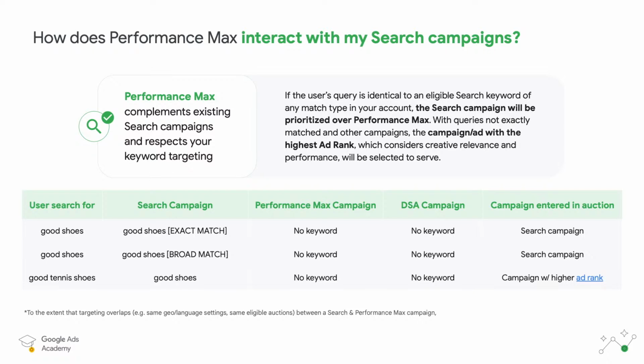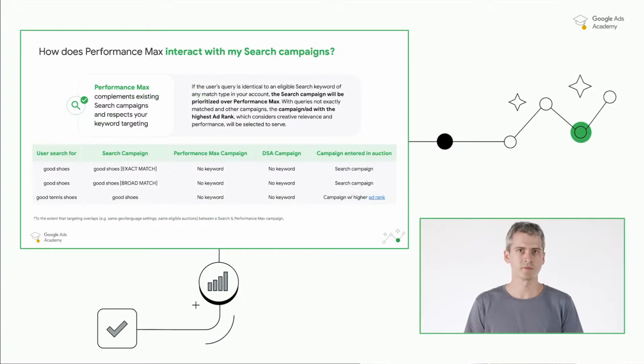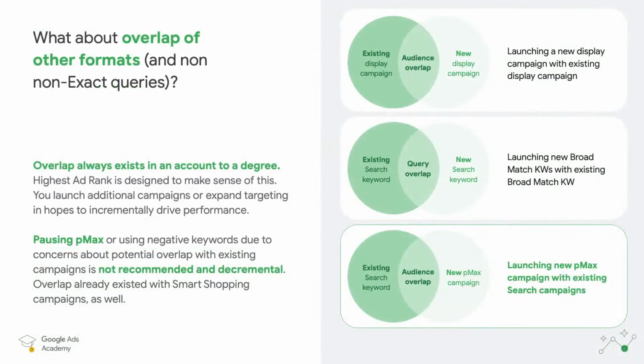If a user's query doesn't exactly match up to a keyword in your account, then the campaign or ad with the highest ad rank, which considers creative relevance and performance, will be selected to serve. If you have concerns about Performance Max showing up for certain queries, understand ad rank will take care of that. But if you still have concerns after that, you can ensure that there are exact match terms in your search campaigns, or that they're entered in as broad or phrase match.